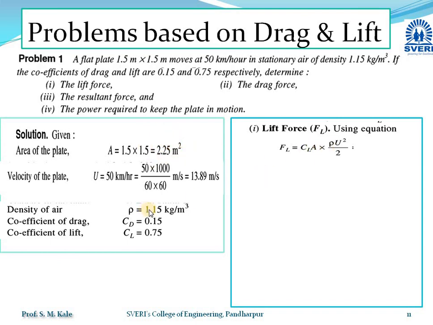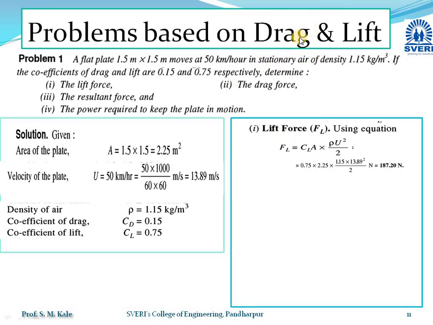Density of air we are knowing 1.15. U, that is nothing but velocity of that plate we are knowing in terms of meter per second 13.89. Put all those values in this equation, we will get the value of FL. That value of FL will be in terms of Newton. So after putting all those values we will get the value of FL as 187.20 Newton. So this is the value of lift force acting on that plate which is immersed in a stationary air.